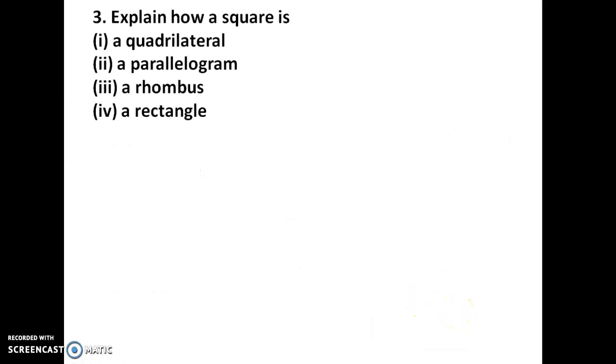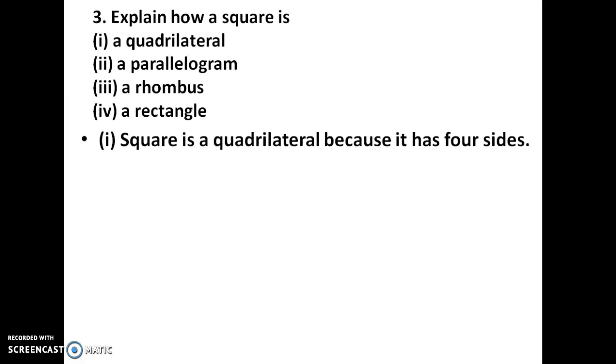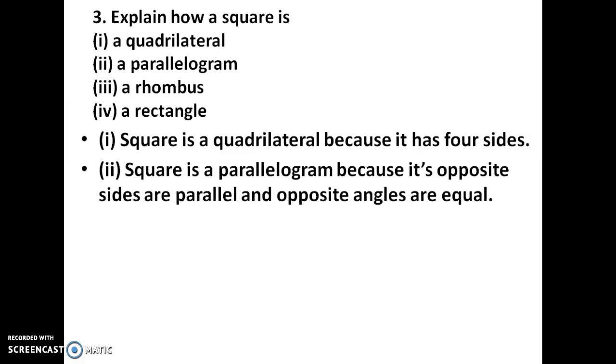Then third problem, explain how a square is a quadrilateral. A square is a quadrilateral. How is it? Let's see. A square is a quadrilateral because it has 4 sides. What are quadrilaterals? Quadrilaterals are closed figures made of straight lines and they have 4 sides. That's a quadrilateral. So a square is a quadrilateral because it has 4 sides. Then a square is a parallelogram.